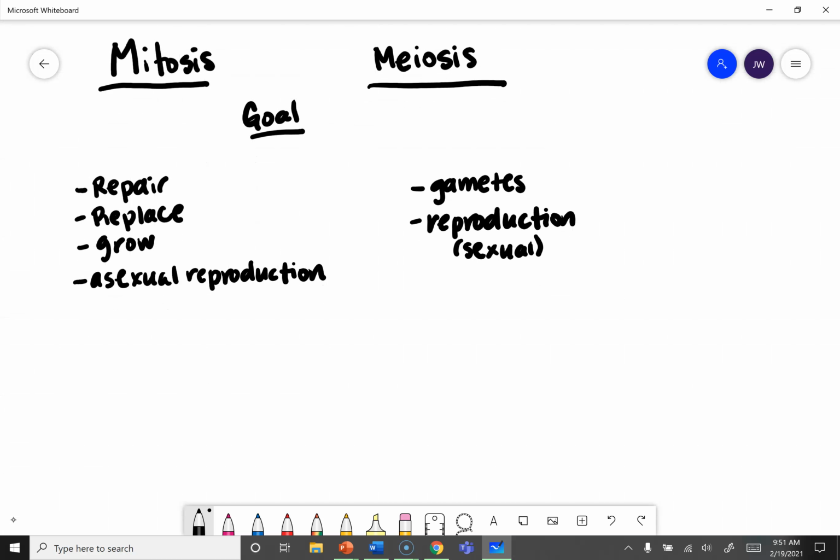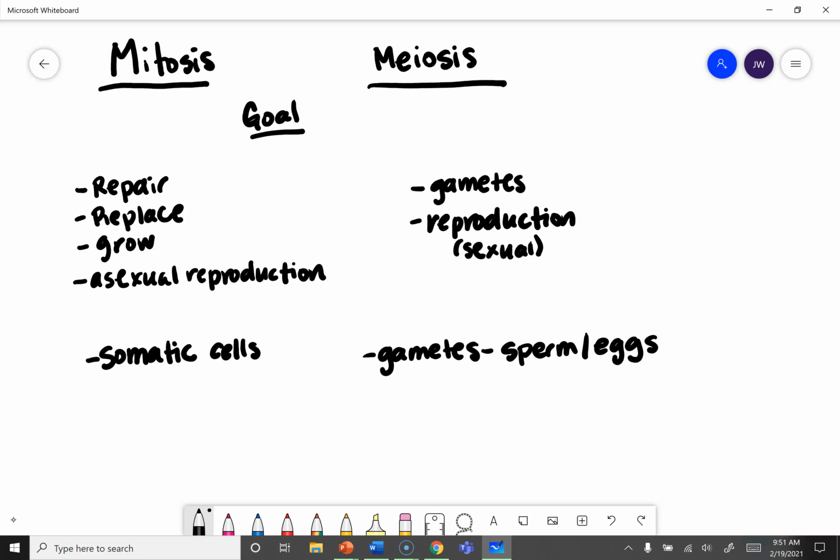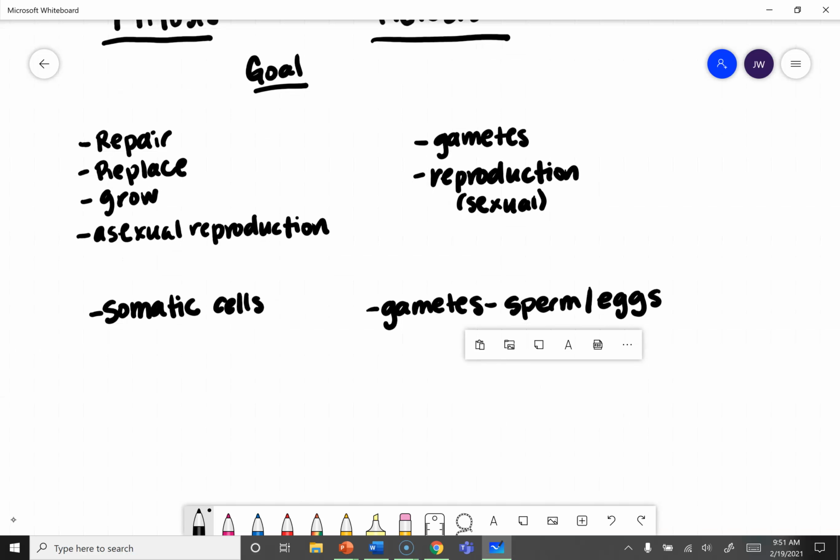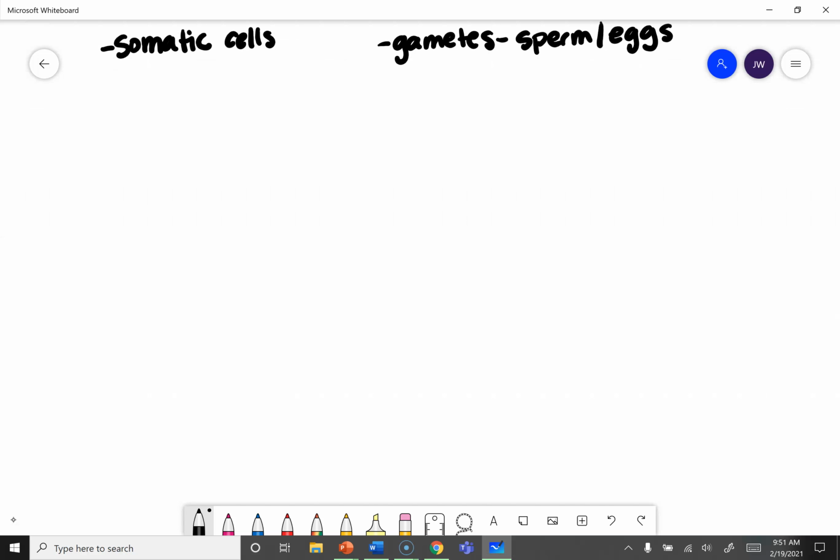So our goal of mitosis is repair, replacement, and growth. And so this happens in our somatic cells. So these are all the cells that are not our sex cells. So all the cells that are not sperm and eggs. Meiosis happens in our gametes, which are our sperm and eggs. So let's talk about some of the differences in this process. I'm going to relabel mitosis and meiosis since you can't see it.